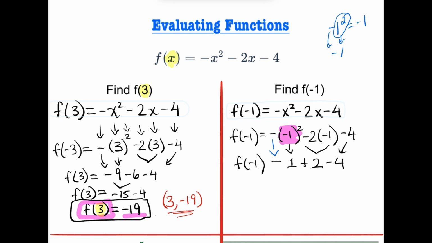Again, I'm sure a lot of you are just putting this straight in the calculator or doing it in one shot in your head. Negative 1 plus 2 minus 4 is negative 3. So I have f of negative 1 is equal to negative 3, meaning that when the x value is negative 1, the f of x, or the output, is negative 3.